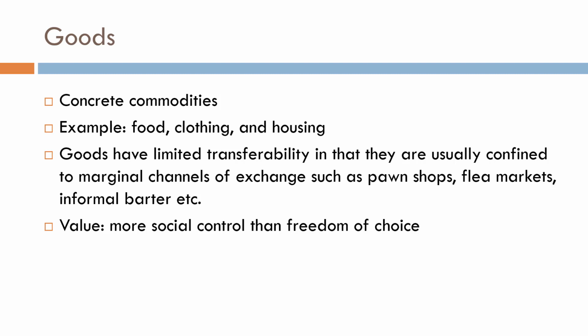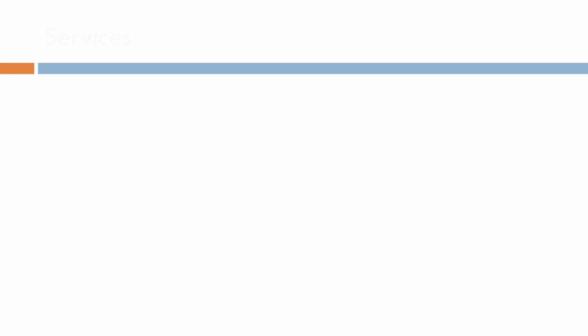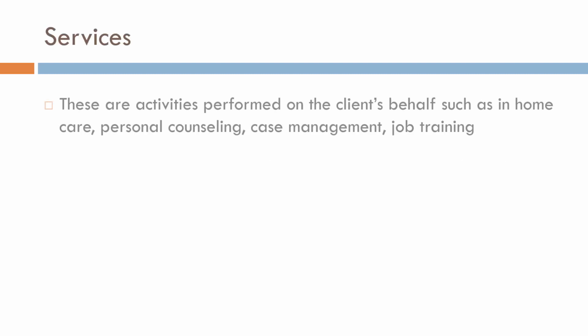But folks have found a way to maybe have a little bit more choice in exchanging what they're receiving for what they want or need. Okay, services. These are activities performed on the client's behalf, such as in-home care, personal counseling, case management, job training, all the stuff that we as social workers do.